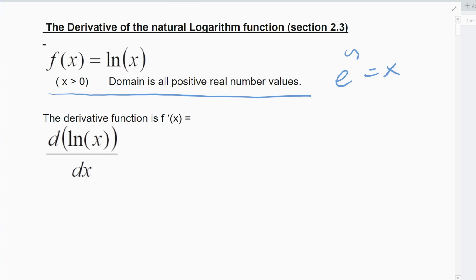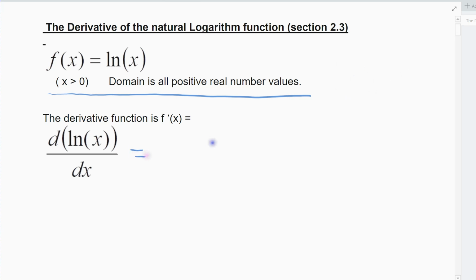It's kind of like the square root function. I can only have positive values in the square root function. This one's even more strict. I can only have positive values and not 0, positive and non-zero values.